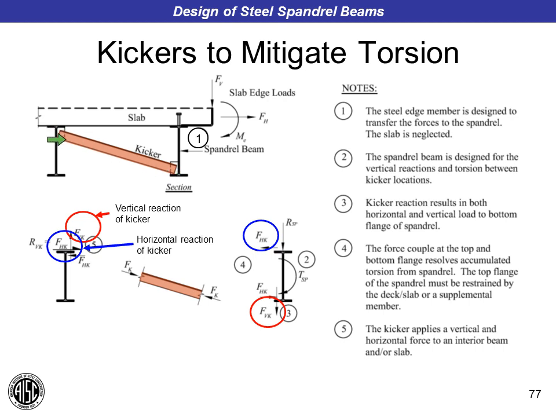and then we have to design the kicker for that load. Now be aware that kicker will have a vertical upward force on the first interior floor beam here, and the slab has to be designed to deal with the horizontal component that's in the kicker load.